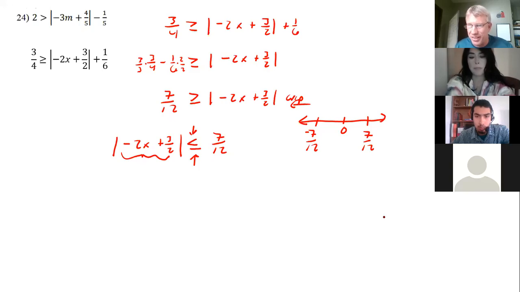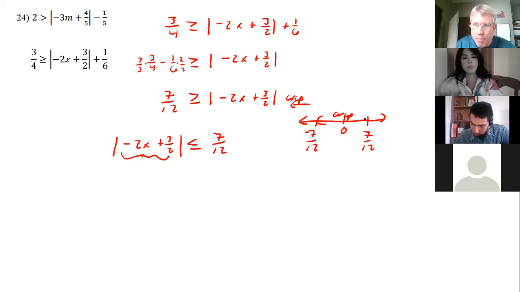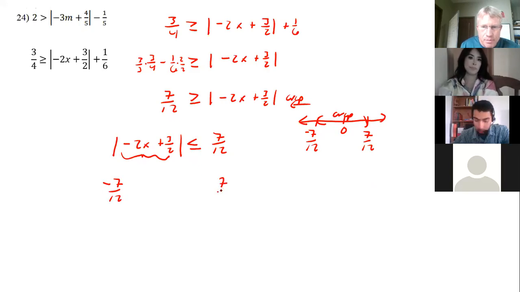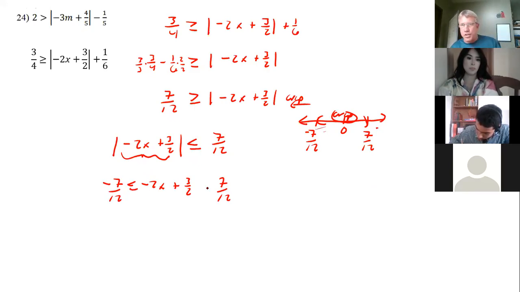Otherwise, it's getting bigger. So the moment I see the less than, I know I have a 3-part inequality because I want the expression to be between these two numbers. So I say, the negative 7/12 is my boundary, but the expression has to be between them on the number line. So it's going to live between them. And it's a 3-part inequality with the expression in between the bounding numbers. And now you just solve it.